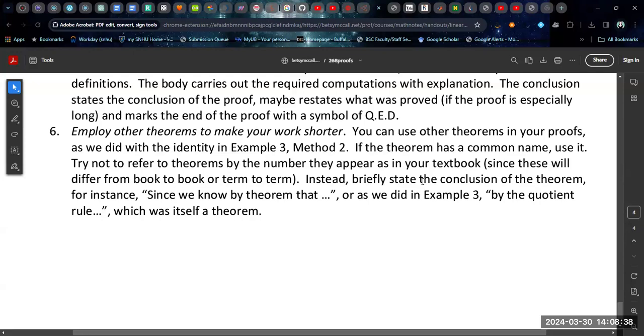But again, the key thing here is you need to provide explanations along with your work. If there are no words, it is not a proof. It's a calculation.